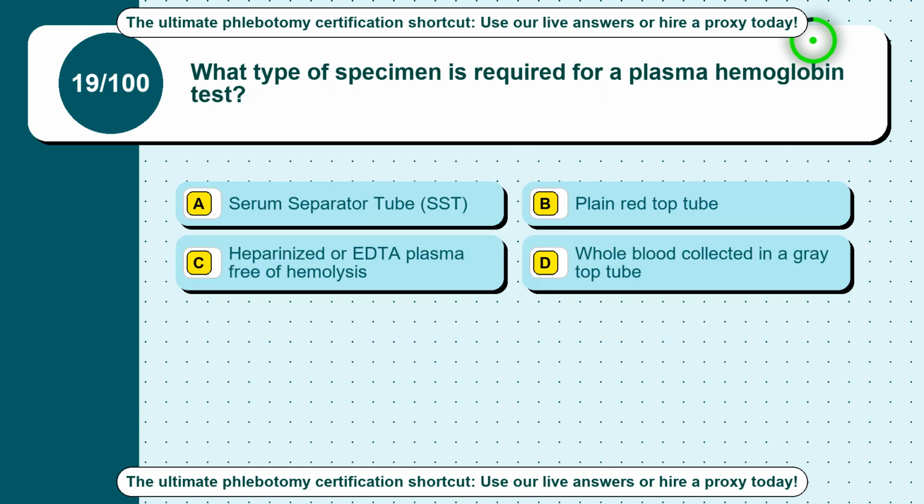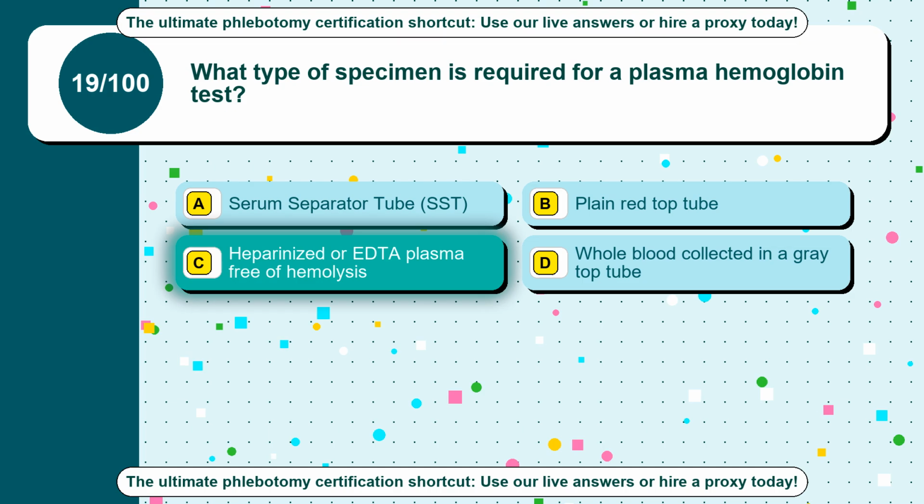Question 19. What type of specimen is required for a plasma hemoglobin test? Option A. Serum separator tube, SST. Option B. Plain red top tube. Option C. Heparinized or EDTA plasma free of hemolysis. Option D. Whole blood collected in a gray top tube.